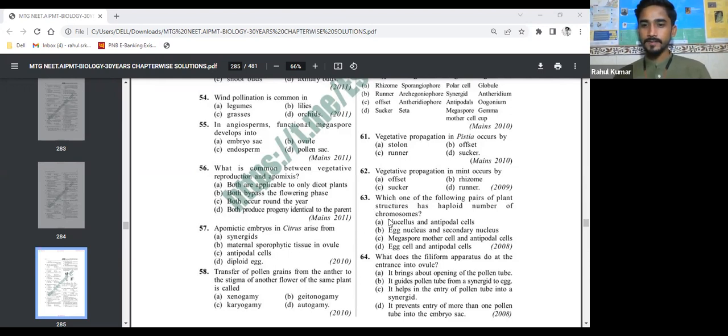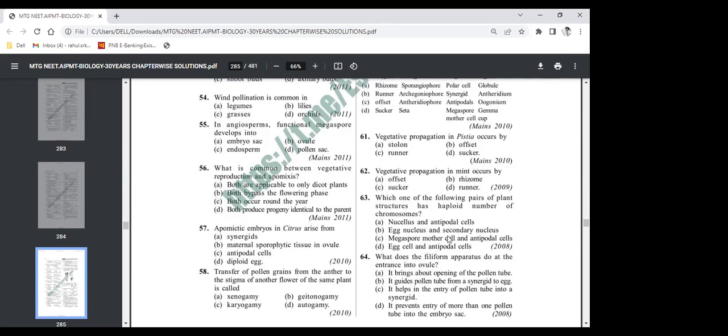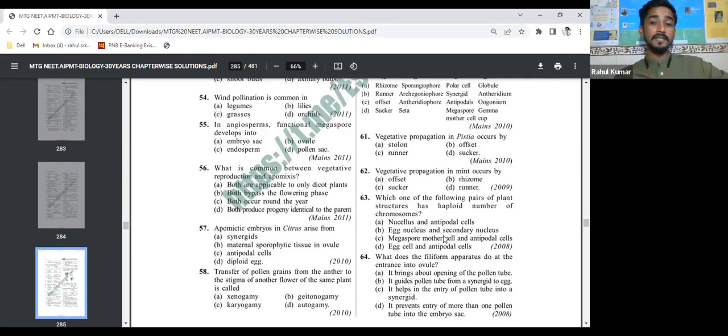The question is asking which one of the following pairs has haploid number of chromosomes. So which are haploid cells? See, egg cell is always haploid, right? If in option A and option C there is no egg cell, then clearly it's not going to be the answer. Egg cell is going to be one of them, so either it's B or D. Then antipodals, remember I told you antipodals, 7-celled 8 nucleated structures. So antipodals are haploid, egg cell is haploid, synergids are diploid.